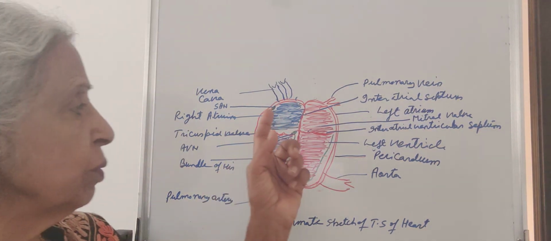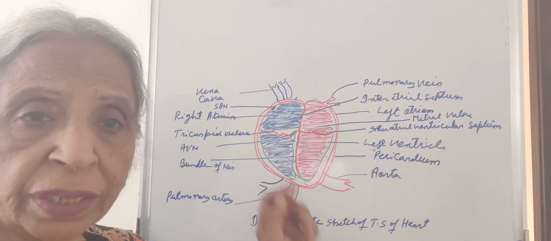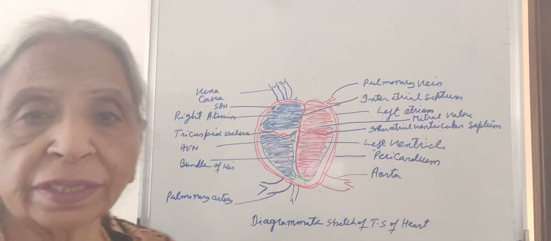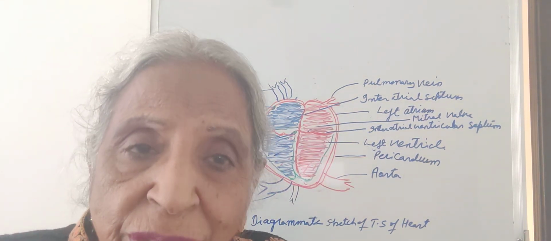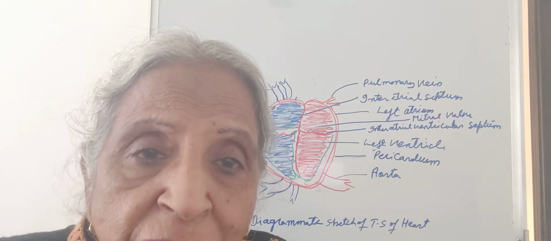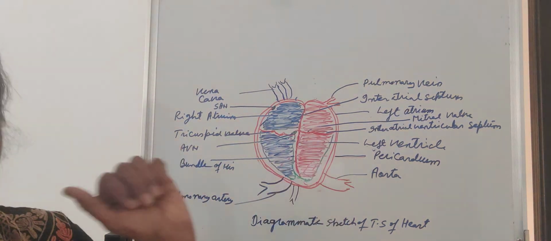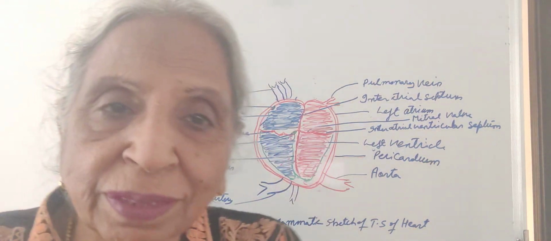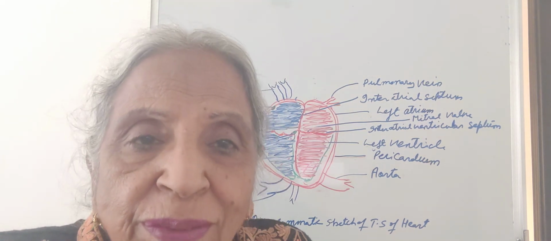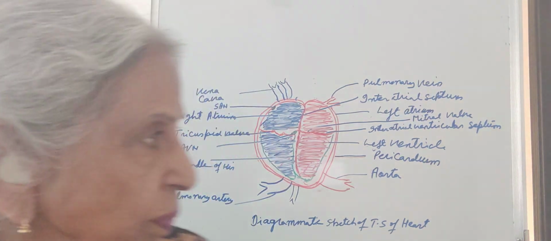I have shown the right side in blue color and the left side in red color. Blue color means on this side there is impure blood. Red color means on the left side there is pure blood. On the right side is impure blood. On the left side is pure blood.